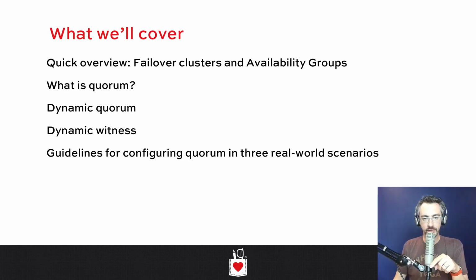What I'm going to talk you through is first, as a reminder, what are the differences between failover clusters and availability groups and when they work together, what Quorum is used for, what the two new features of Win 2012 and Win 2012 R2 are supposed to do, and what they actually do, which is a little bit different. And then we're going to take 3 common real-world scenarios and tell you how you go configure Quorum.